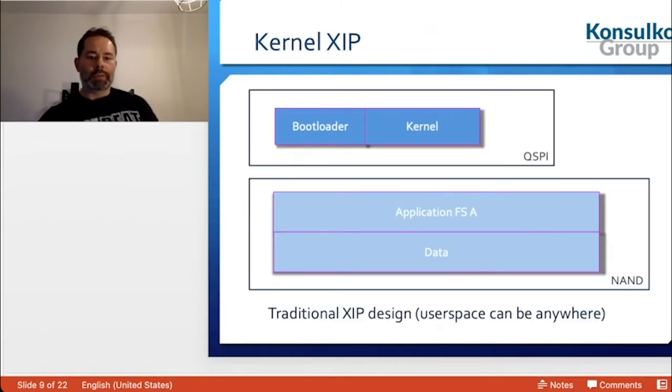So, for the first case where we only have XIP Linux kernel, the graph of the overall system architecture from the XIP point of view will be looking as on this picture. So we have bootloader and kernel in a QSPI NOR flash, and they're both executed directly from it. And we have application file system and data residing on a NAND flash, even though it can be, for instance, micro SD. So we only have kernel XIP and not the user space XIP in this particular scenario.